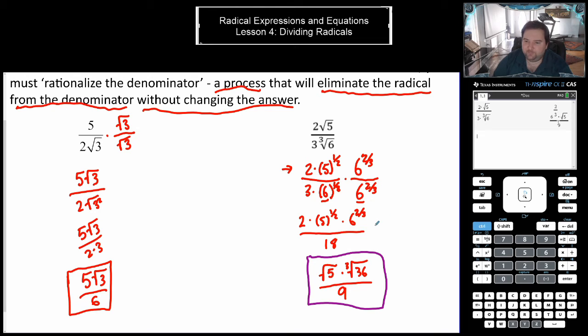Okay, they're the same thing, right? 6 to the 2/3 is this, right? 36 is what? 36 is 6 squared. It's under a cube root, which means it's 6 to the 2/3. So this is the same thing. This, we're going to say 6 to the 2/3 times root 5 over 9. We got the right answer. Are you scared yet? You should be.